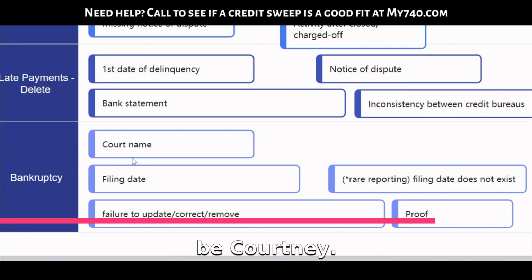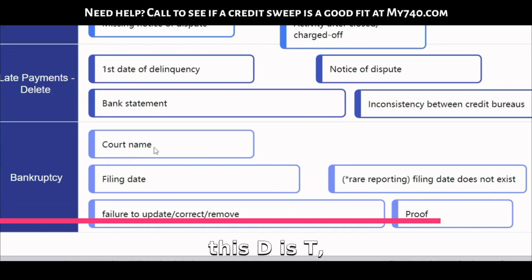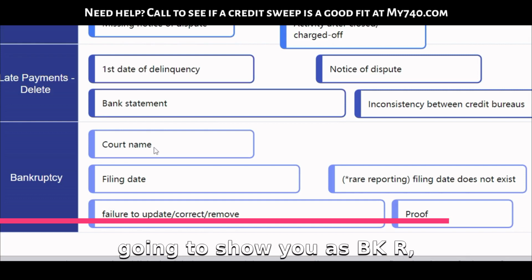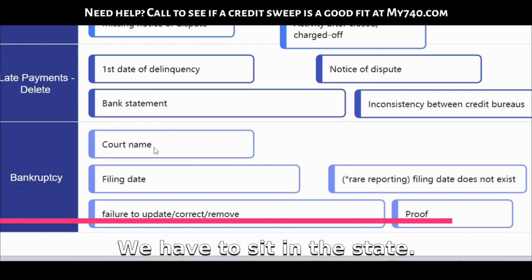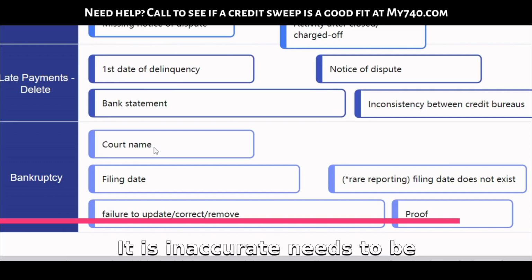Okay, so the major ones are going to be court name. It's never going to be the right name. Okay, so Equifax might show DIST, D-I-S-T. TransUnion may show U.S. bankruptcy court, but without the city or the state, which are going to be required. And Experian is normally going to show U.S. BK RPT or BKPT CT without the city and the state. So because of their abbreviation or the fact that they're not reporting the entire thing, U.S. Bankruptcy Court, City, State, it is inaccurate, it needs to be removed.